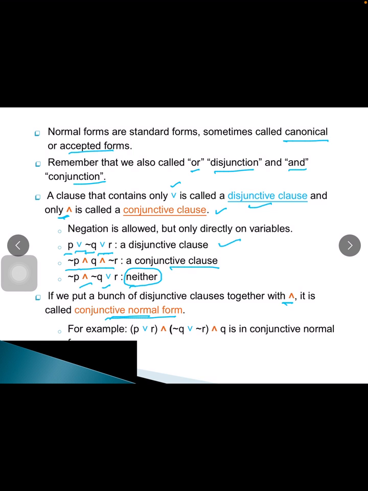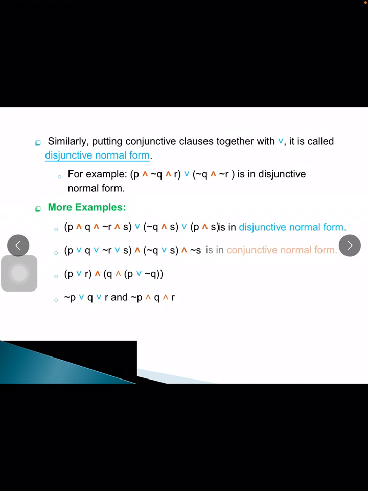Suppose we have an example: p or r, right? So this is one disjunctive clause. And next we have negation q or negation r, so this is another disjunctive clause, and this is another proposition q. Now we see that these disjunctive clauses are connected with the conjunction, right? So this is called the conjunctive normal form. Clear? Next, what is the disjunctive normal form?